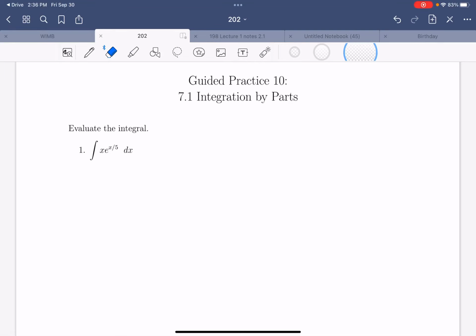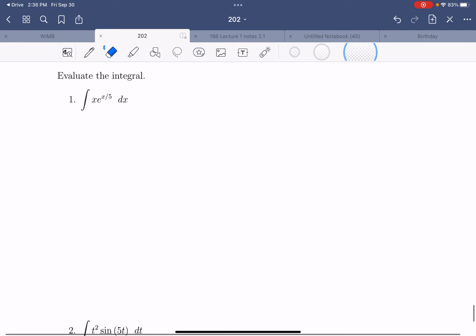This is Guided Practice 10. We're working with 7.1 integration by parts. We've got a couple of integrals here to solve. So we're starting with number 1 where I've got x times e to the x over 5.